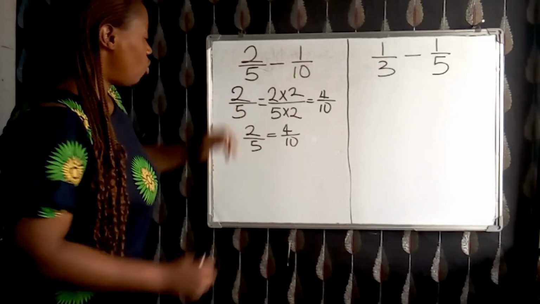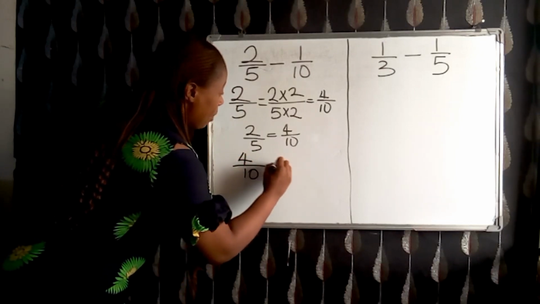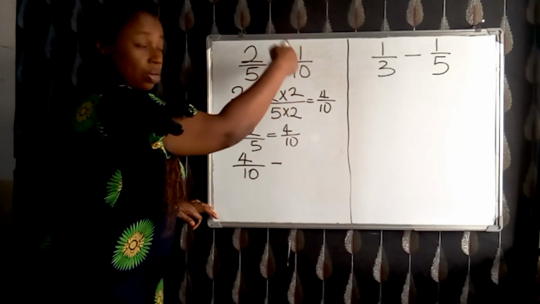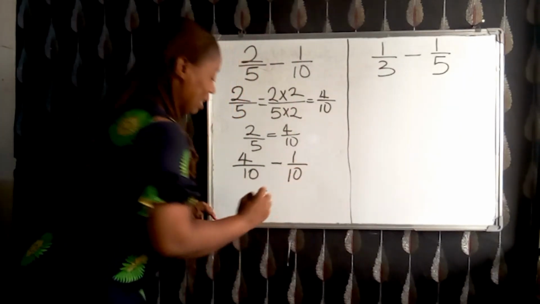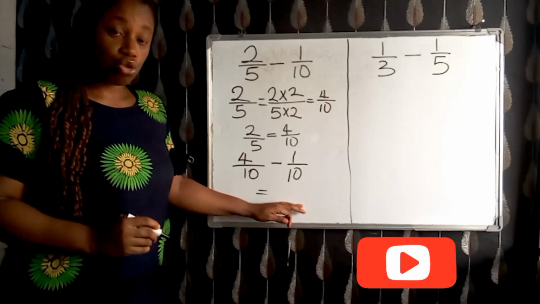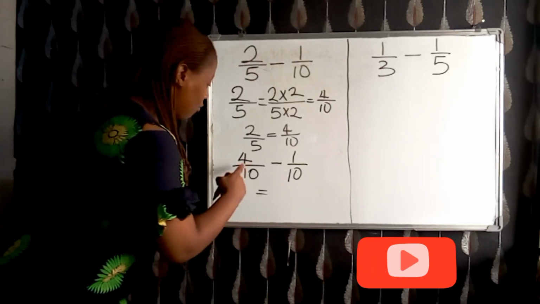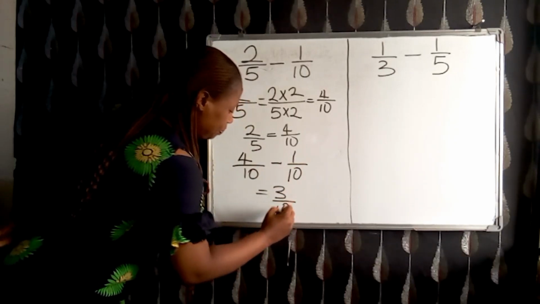So, in place of 2 over 5 now, we write 4 over 10 minus, we still put down this fraction, 1 over 10. Now, you can see that the denominators are the same, and it's easy for us to subtract. So we have 4 minus 1, we have 3 over 10.